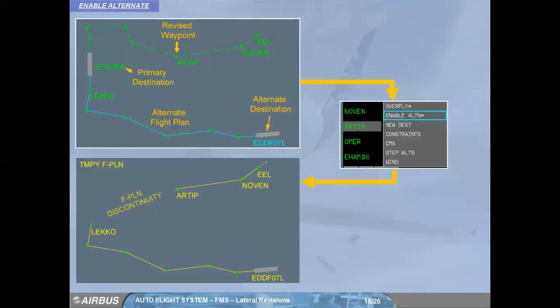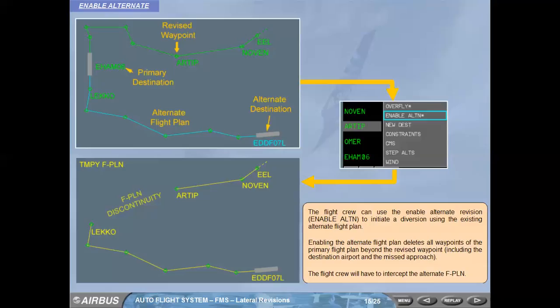Crew can use the Enable Alternate revision to initiate a diversion using the existing alternate flight plan. Enabling the alternate flight plan deletes all waypoints of the primary flight plan beyond the revised waypoint, including the destination airport and the missed approach. The flight crew will have to intercept the alternate flight plan.